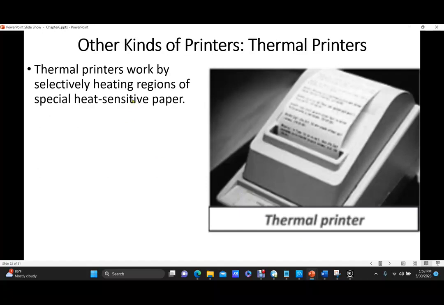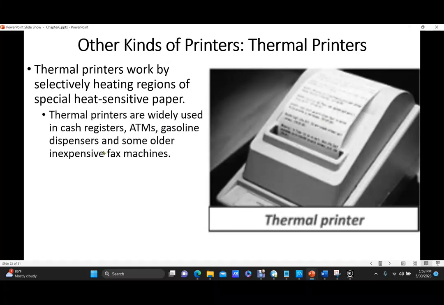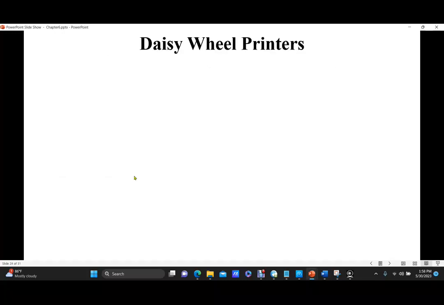Thermal printers work by heating regions of special heat-sensitive paper. They're widely used in cash registers, ATMs, gasoline dispensers at gas stations, and some older, cheaper fax machines. Their problem is that their output tends to fade over time. They don't last well.